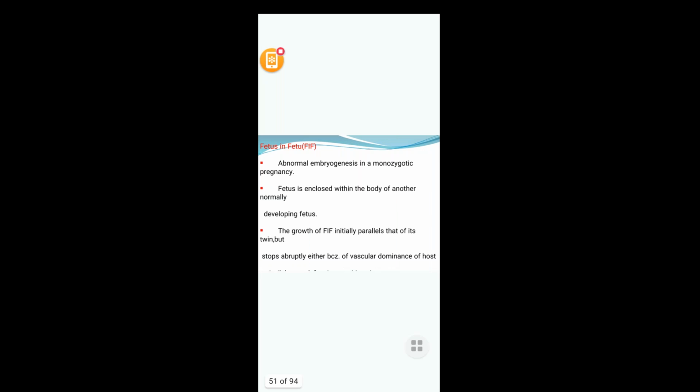Next, coming to the next risk of twins, is fetus in fetu, which is an abnormal embryogenesis in a monozygotic pregnancy. A fetus is enclosed within the body of the other, normally developing fetus. The growth of the fetus in fetu initially parallels that of its twin, but stops abruptly, either because of vascular compromise or dominance of the host.